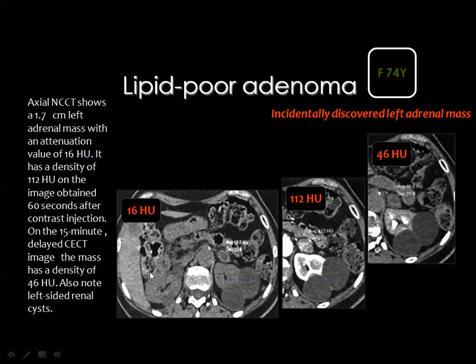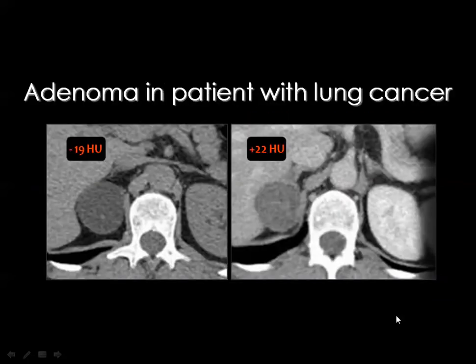Then look at this example. This is a pre-contrast scan, and after contrast, then the delayed scan. The kidney has two big simple cysts, but our concern here is the adrenal mass. In the pre-contrast scan, the density is 16, and this does not fit with lipid-rich. Then after contrast injection, you get 112 Hounsfield unit, and in the delayed 10-minute scan, you see washout by more than 60%. And this is what we call lipid-poor adenoma.